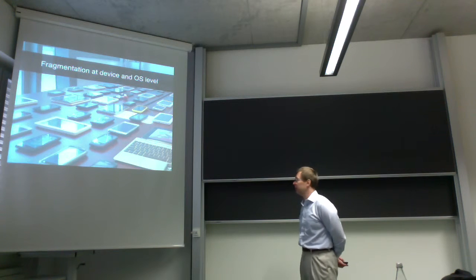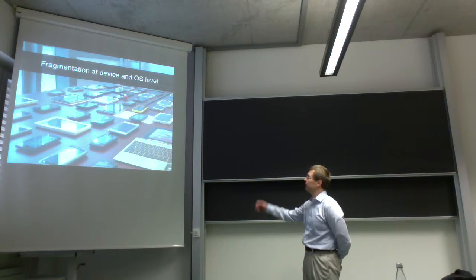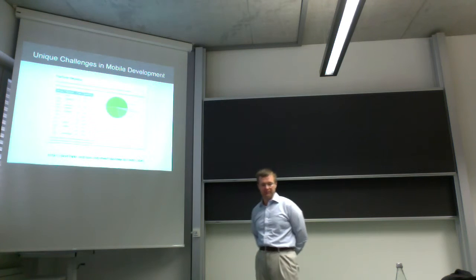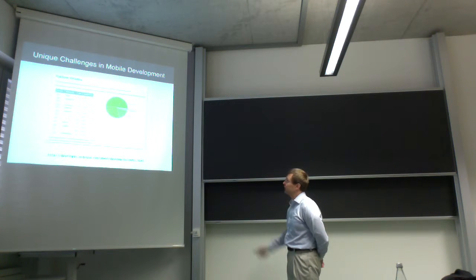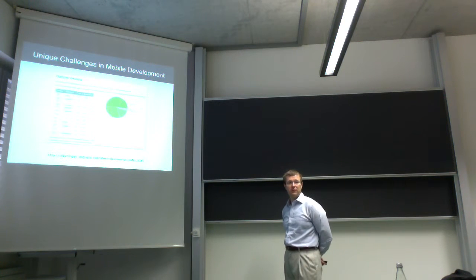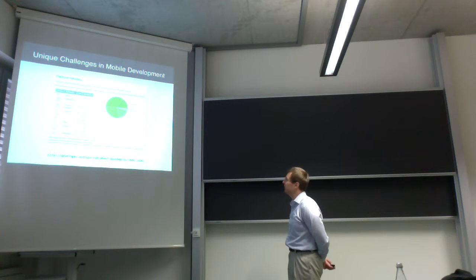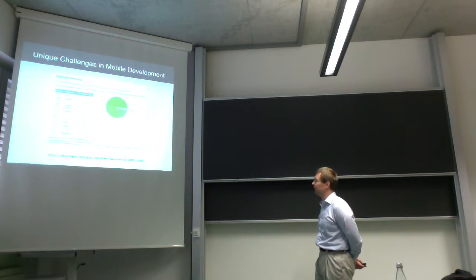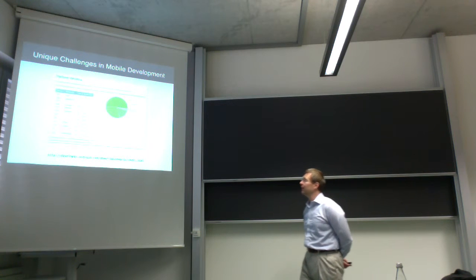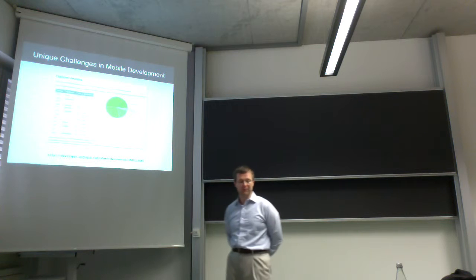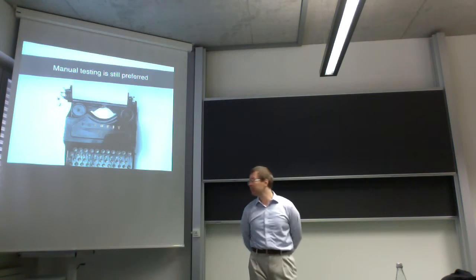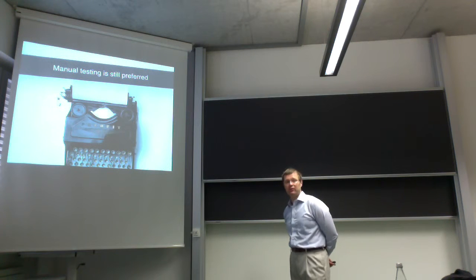Of course, we have fragmentation, as I said. We ideally need to test on all these devices, but practically, it's very difficult. And just to convince you, there are some stats to support that fragmentation does exist, and it's a big problem, and it's not going to go away in the near future. Actually, it's going to be even more pertinent with our Internet of Things revolution happening, right? And manual testing is still the preferred method of testing for most of the developers.